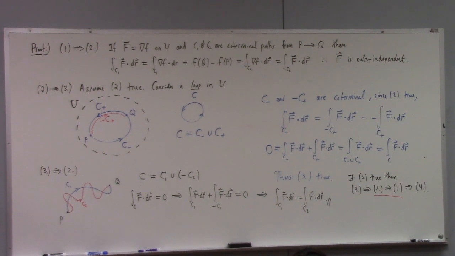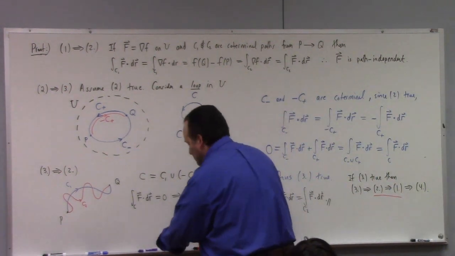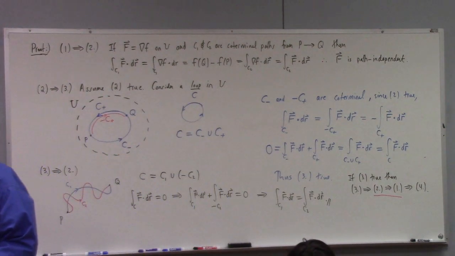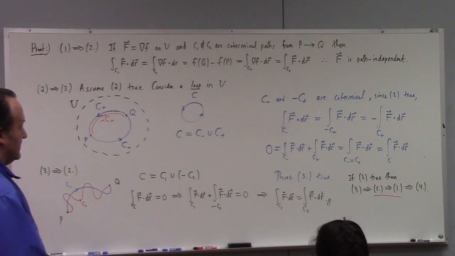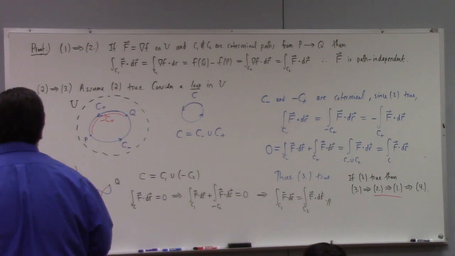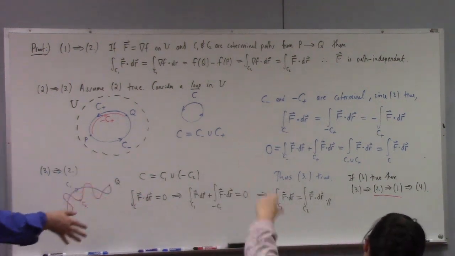Now 2 implies 1 though we should do now, and this one requires some careful argument. I would say this one's not altogether obvious. So I need a fair amount of board space for 2 implies 1. Can I erase all this actually? Because we're done with it.